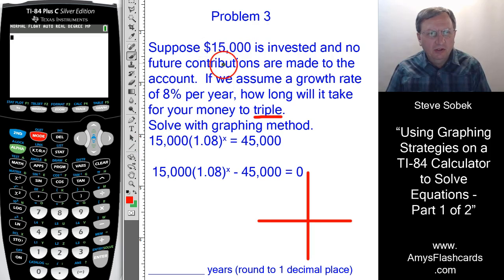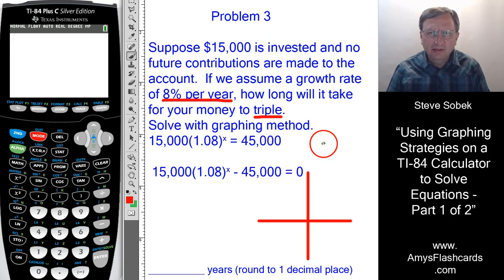Remember that the amount in your account is going to be equal to the original principal times 1 plus the interest rate in decimal form, all raised to the t power, where t is the number of years that have transpired, and the number of compounding periods. And since we're compounding per year, then t is the number of years. So our equation is going to be the original principal times 1 plus 0.08 is 1.08 raised to the x power. We want that to be equal to triple 15,000, which is 45,000.